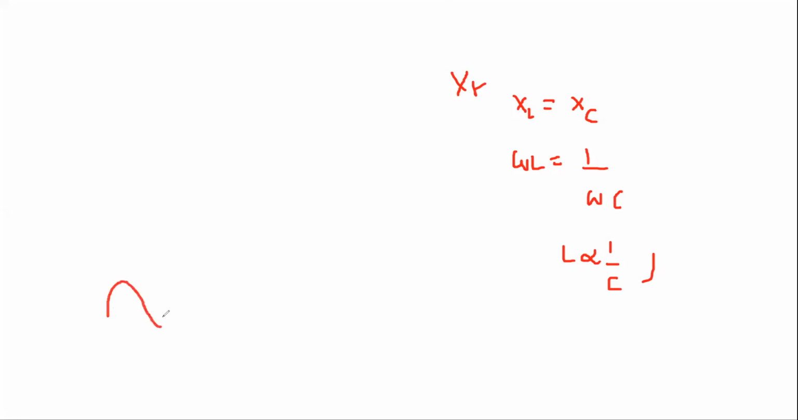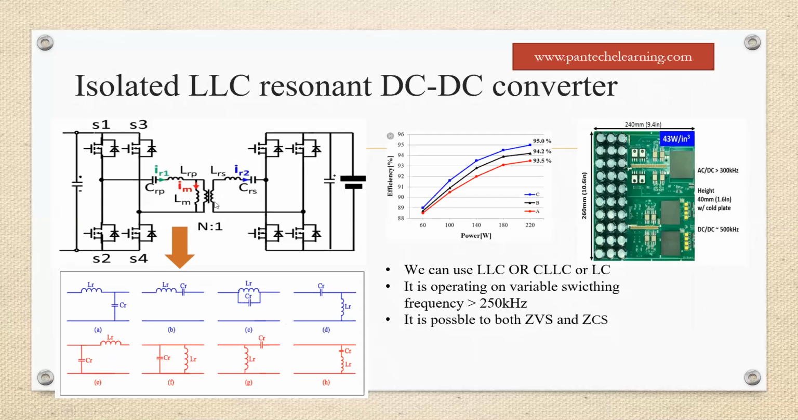When you are getting the resonance concept, you will get a pure sinusoidal waveform as the input of the ideal transformer. Then again, by using these power electronic switches, you can control the AC into DC and you can send the power here.